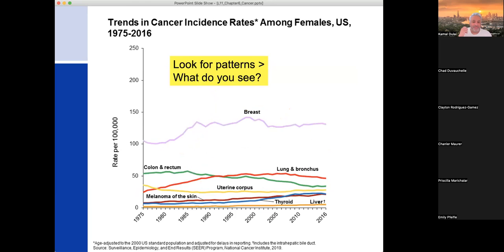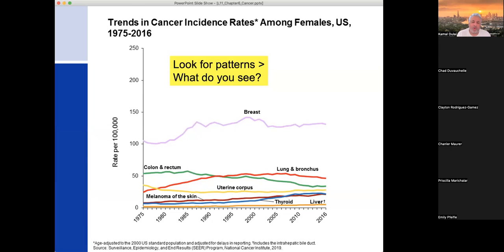Let's look at females. So again, you can see some cancers have risen, right? So you can see thyroid cancer and melanoma have been rising, but other cancers have been falling. So colon cancer, and then even breast cancer compared to the 2000s, right? It has become slightly lower, but it's still significant.